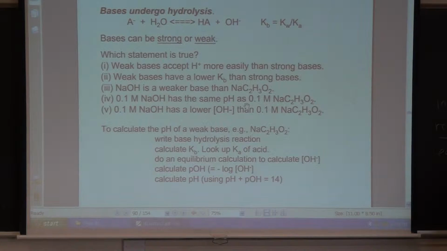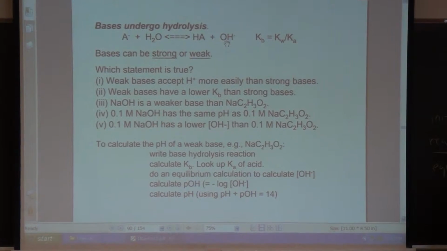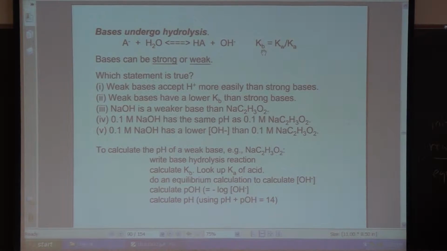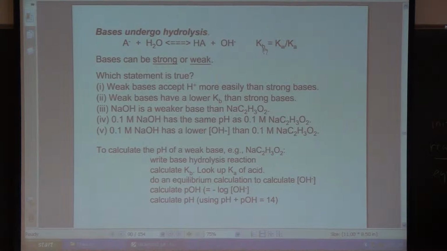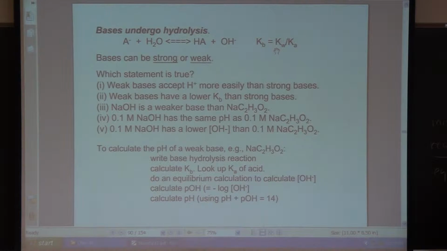Okay, so as a further review, we know that bases undergo hydrolysis. So a base, which is represented by A minus, reacts with water to form HA and OH minus. The equilibrium constant for this reaction is called Kb, B for base. That's equal to Kw divided by Ka. We can look up the Ka in table 16.3 or 16.4. We know that Kw equals 1 times 10 to the minus 14. We also know that bases can be either strong or weak. So which of these 5 statements is true?